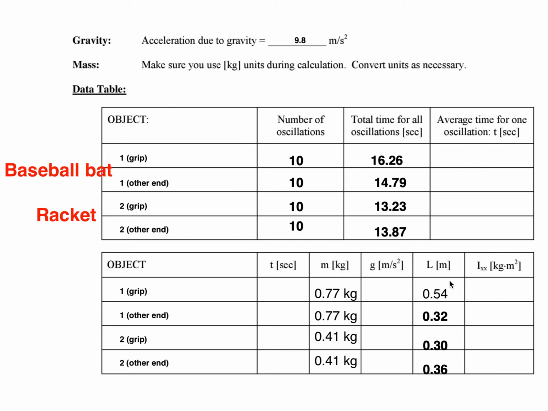Because you have different variables here. And also for the tennis racket, it's the same, they have different L. And the mass will be the same in each object. So you just plug in 9.8 here, and you have the time, plug in this column, and plug into the equation to get the Ixx. And it should be different for different ends of the same object. And that represents how easy or how hard it is to rotate the object from that axis of rotation. So that is all about exercise 1, and we'll talk about exercise 2 later.